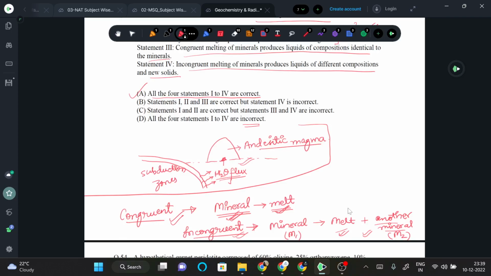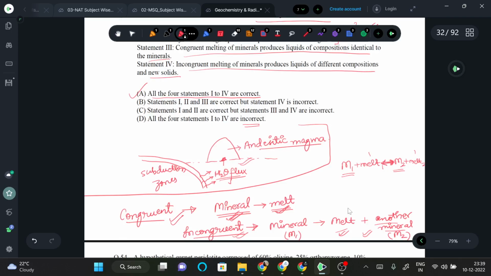In equilibrium melting, it's a slow process and it's reversible, right? In equilibrium melting, if we talk, let's say M1 plus melt 1 gives M2 plus melt 2. So this is the magma part, melt 1, melt 2. This is the solid part, mineral. Now if equilibrium melting happens, it will be reversible, right?